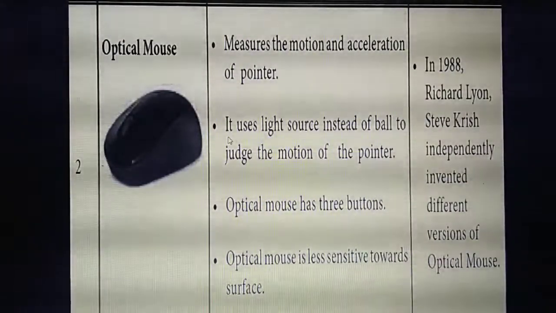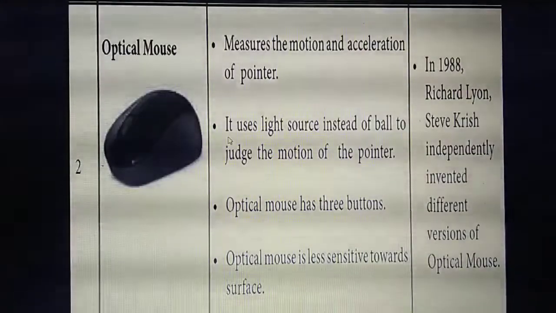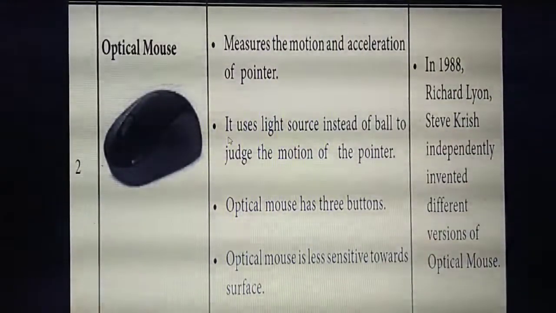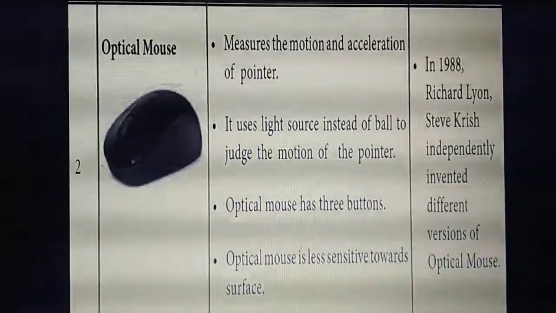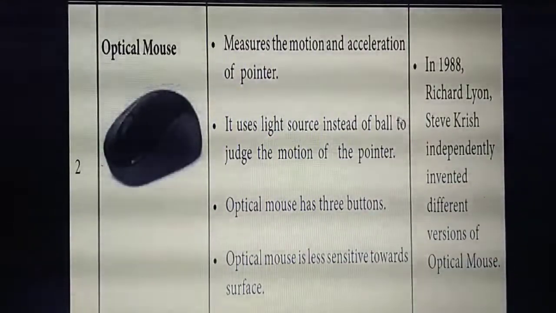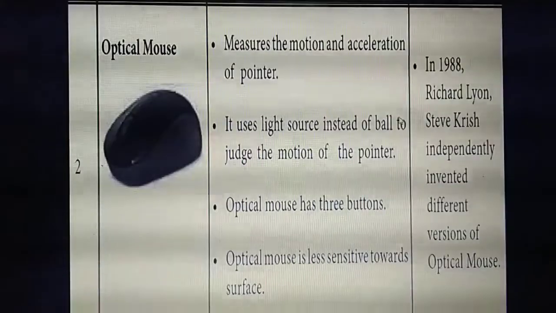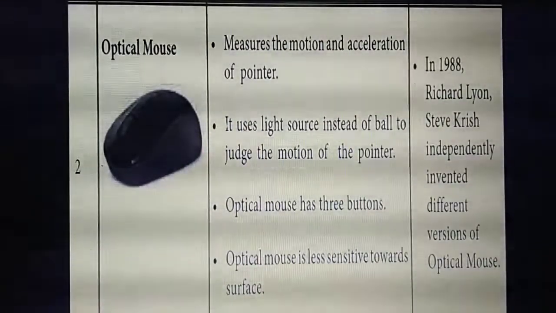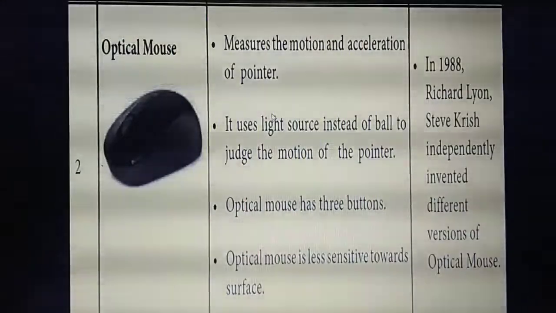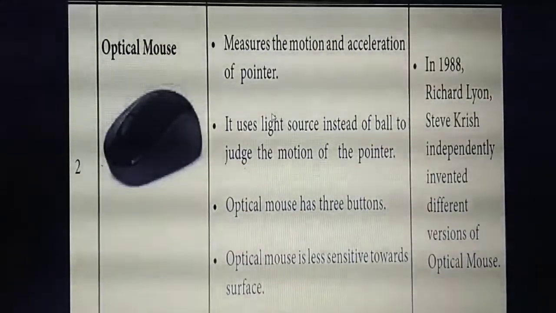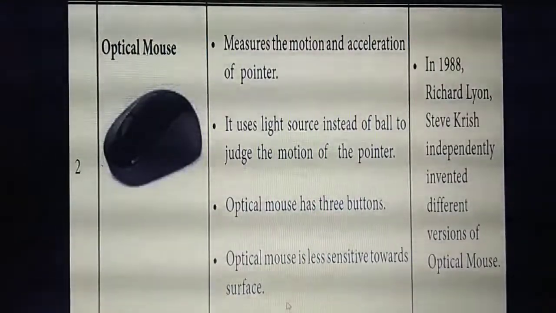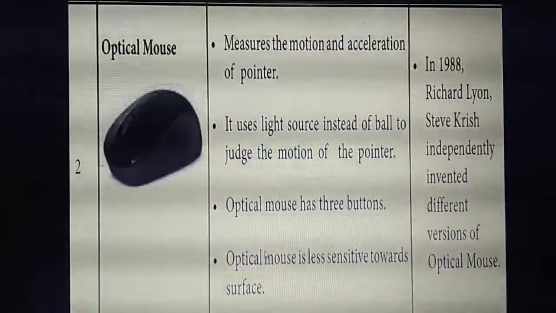Understand? We have discussed 4 points here. What's the use of the optical mouse? It measures motion and acceleration, that is, where the pointer is moving from and to. Next, instead of a ball it uses a light source to judge where I am pointing. Next, it has 3 buttons. And the next point is that it is less sensitive, so it works only on a soft surface.